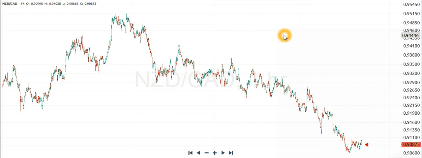Okay, so in this video, we're going to continue focusing on trend lines, but in particular, we're only going to focus on downtrend lines. Now, this is a live market. This is the New Zealand dollar versus the Canadian dollar. This is a 1 hour time frame. And what I'm going to do in this video is that this is a live market, and I'm on the 1 hour time frame. We're going to draw our downtrend lines.